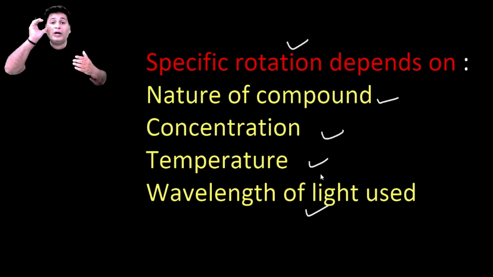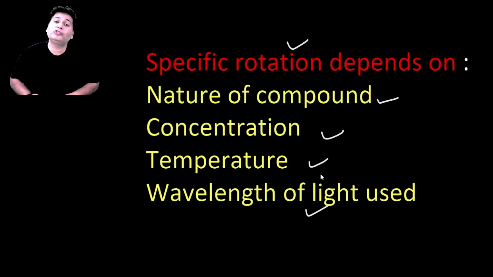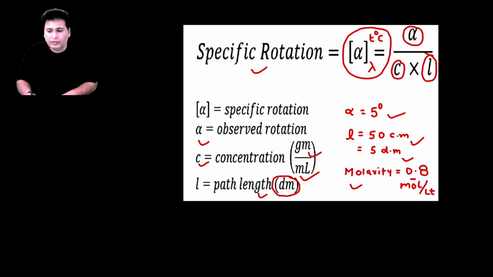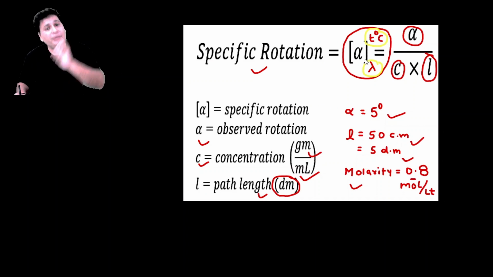If, for example, you are using two different sources of light where the wavelength differs, the specific rotation will be different. Normally we use the sodium D line, whose wavelength is some 589 nanometer, and the temperature normally we use is 25 degree Celsius. You may have your own temperature, your own wavelength, your own light, but you have to mention which light you are using and what temperature you are operating at.